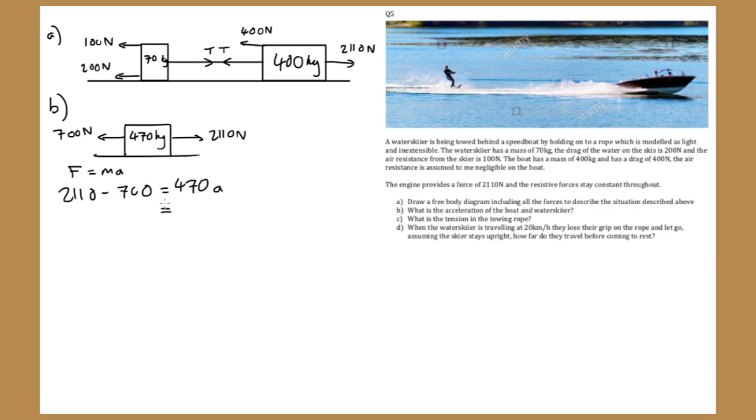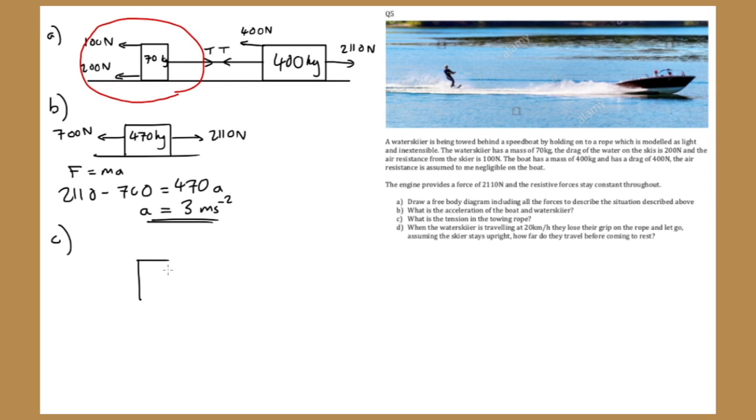And if we work that through, we get A equals a nice round number, 3. Okay, B done. What's the tension in the tow rope? Well, let's label up what we want to look at. So I'm going to choose the water skier. I'm going to circle this bit and just zoom in on this situation.